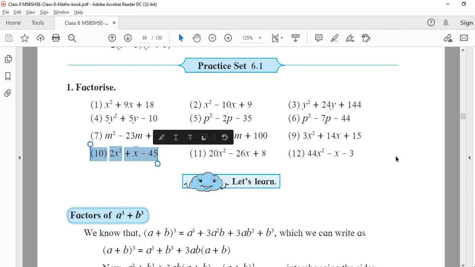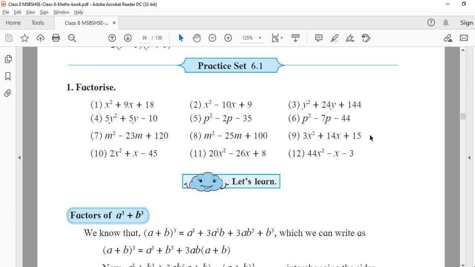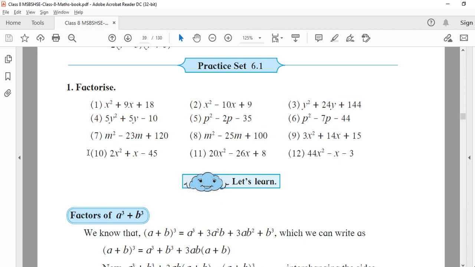Today we will continue Exercise 6.1 with sum number 10. If you want to get the solution of sum number 1 to 9, you can check our previous video lectures, the last two video lectures for this chapter. Okay, so starting with video number 3, we will start with sum number 10.